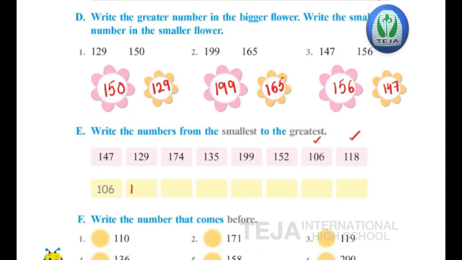So write 118 in the box. Next, after 118, you check the numbers. What is the smallest one, children? We got it. That is 129. After 129, what is the smallest number, children, here? 135. So write 135 in the box. After 135, the next number is 147. So write 147 in the box.